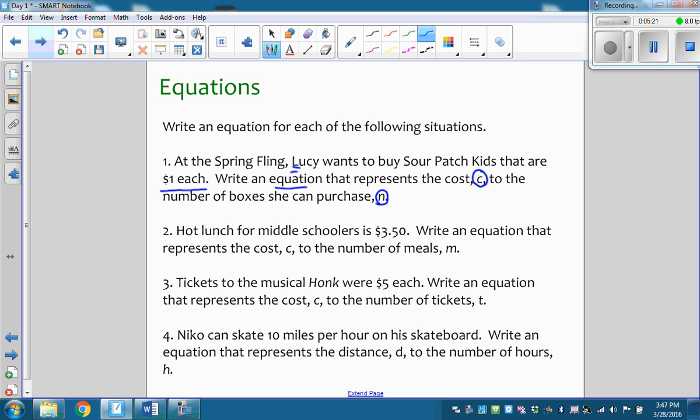So if I made a little table, cost, as my dependent variable, and N as the number of boxes, I know that for one box, I would have to do 1 times $1.